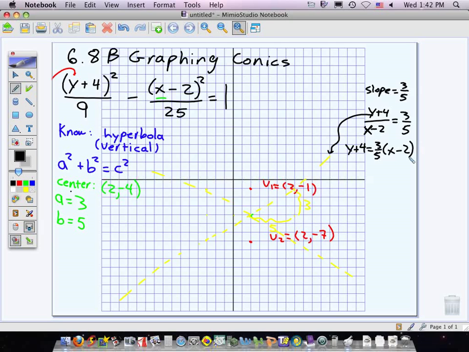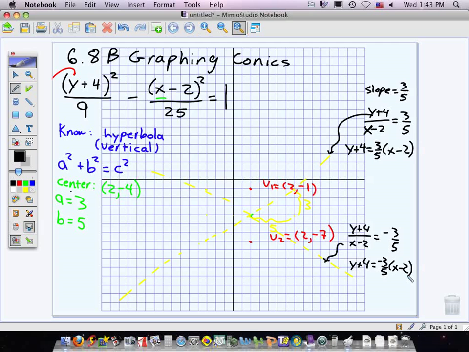And it'd be very similar for this one, except now it's the slope for the other one. What's the slope there? -3/5, right? Because now you're going down 3 over 5. So we have basically y plus 4 over x minus 2 equals -3/5. Multiplying both sides by x minus 2 gives y plus 4 equals -3/5 times x minus 2.